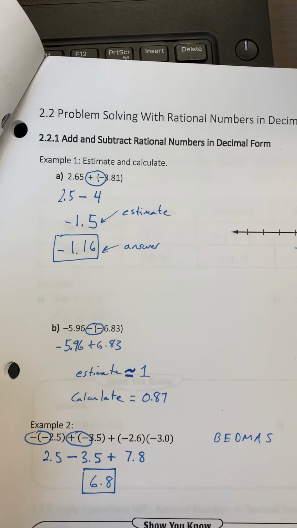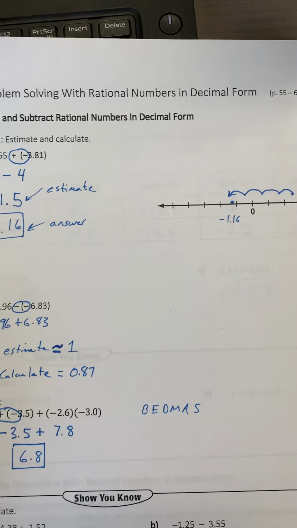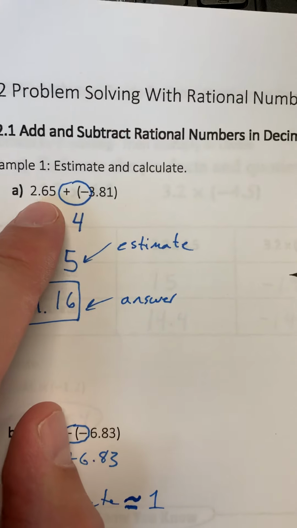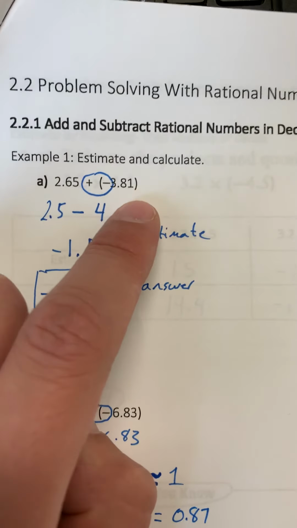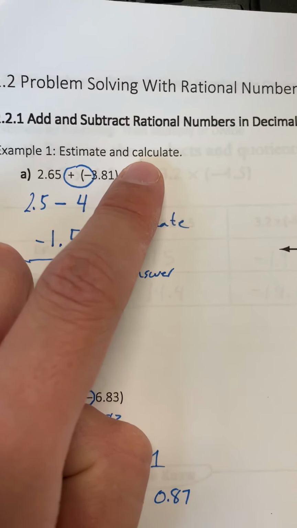This is a video of 2.2 notes, problem solving with rational numbers in decimal form. The first question is right here. It says 2.65 plus or minus 3.81. What we did was we estimated and then calculated.